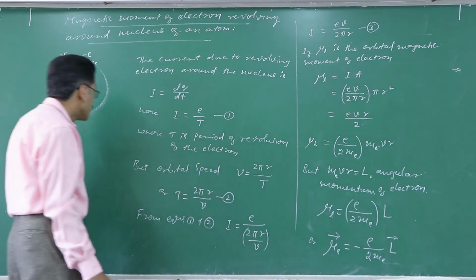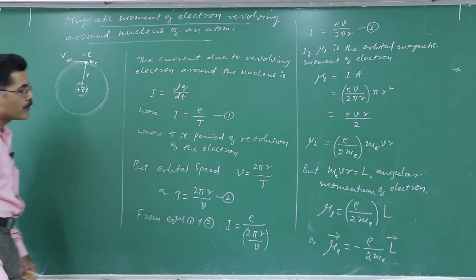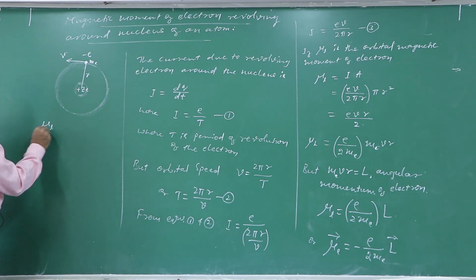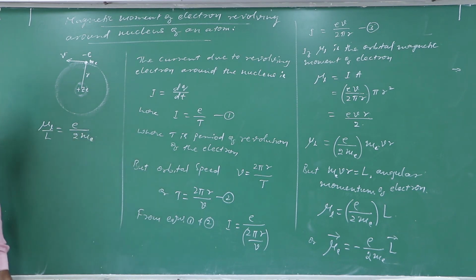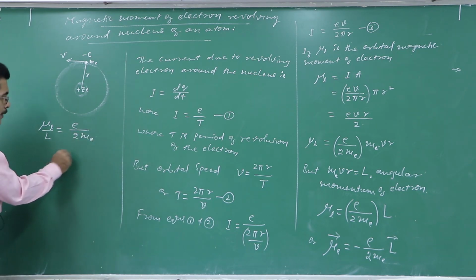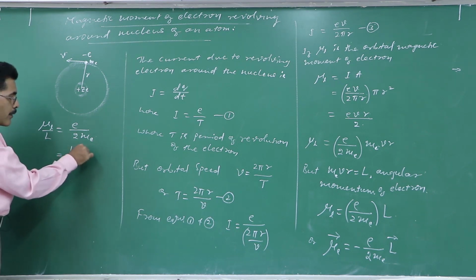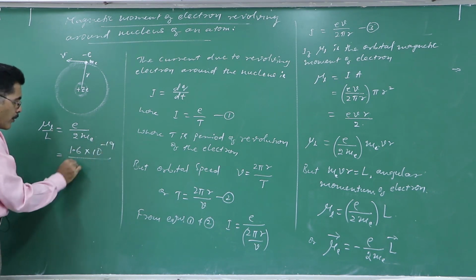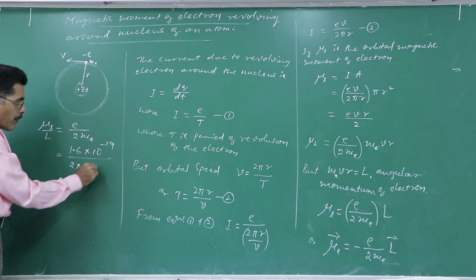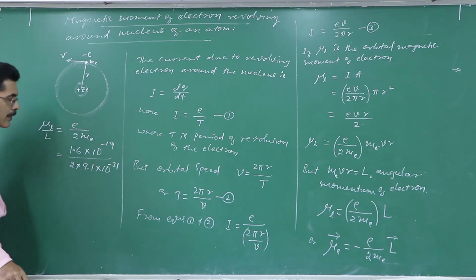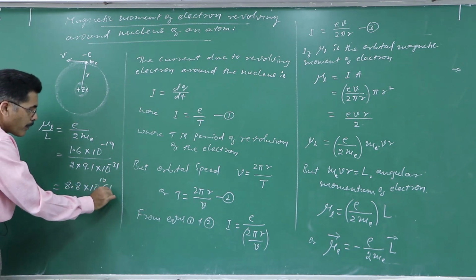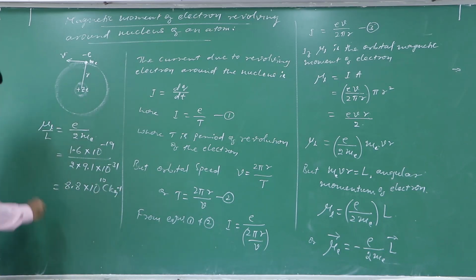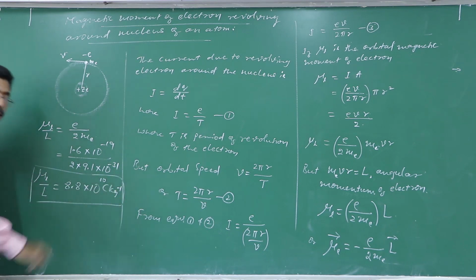Suppose if you take the ratio of mu L by L, this is equal to e by 2me. See, when you substitute for e, how much? 1.6 into 10 raised to minus 19, by 2 into 9.1 into 10 raised to minus 31. So you will be getting 8.8 into 10 raised to 10 coulomb per kg. See, we call this ratio as gyromagnetic ratio.